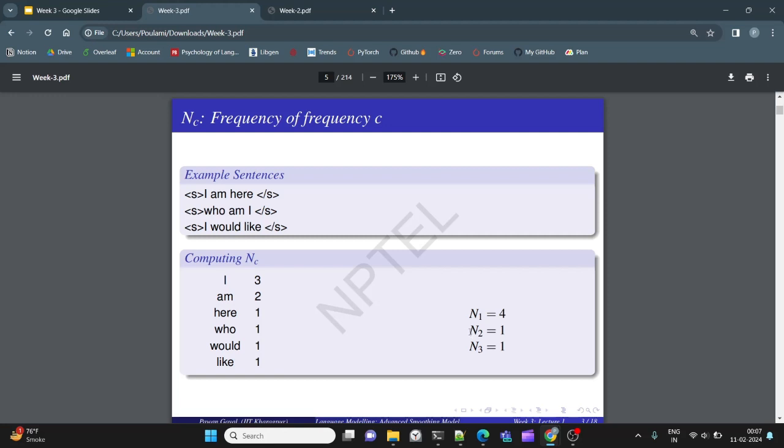So what would be N1? N1 is the number of words that have occurred with frequency 1. Here we have 4 words: here, who, would, like. So we get 4. What is N2? N2 is the number of words which have occurred with frequency 2. That is only 1. And what is N3? The number of words that have occurred with frequency 3, and that is 1, and that is the word I.